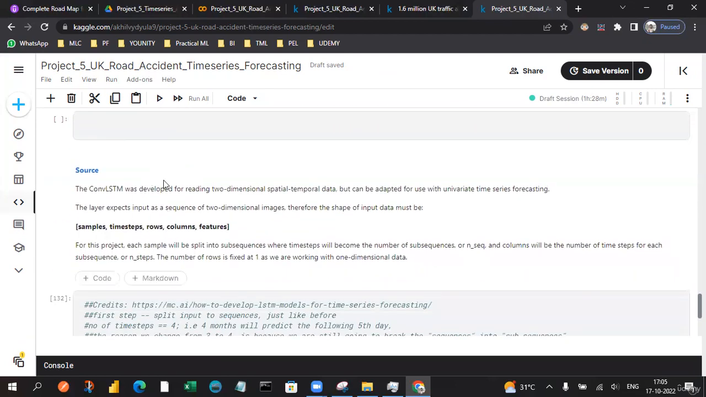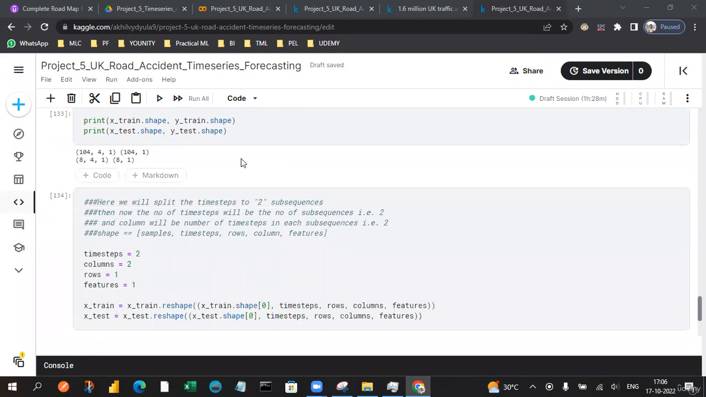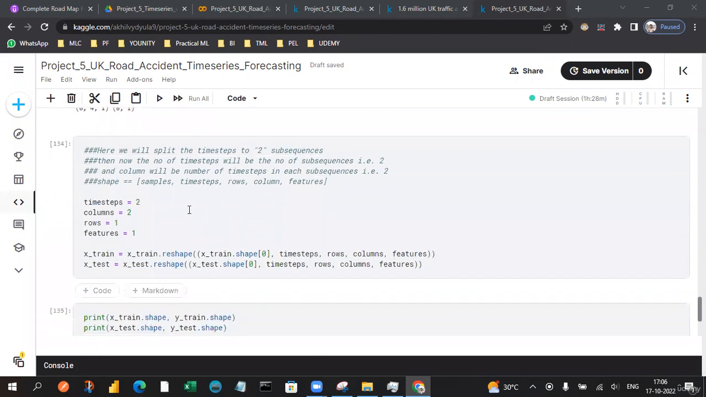That is what we have already seen for the Prophet and also the SARIMA models. So let's also try the conventional LSTM, which is also one of the best LSTMs for univariate time series forecasting. The time steps we are going to take for the X train and also the X test, splitting into different kinds of timestamps. Here we take the timestamps as two subsequences, and the columns are two, along with rows one and features one.